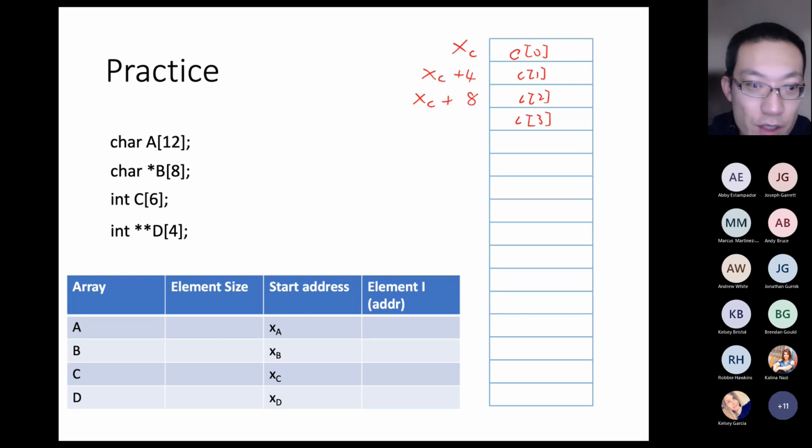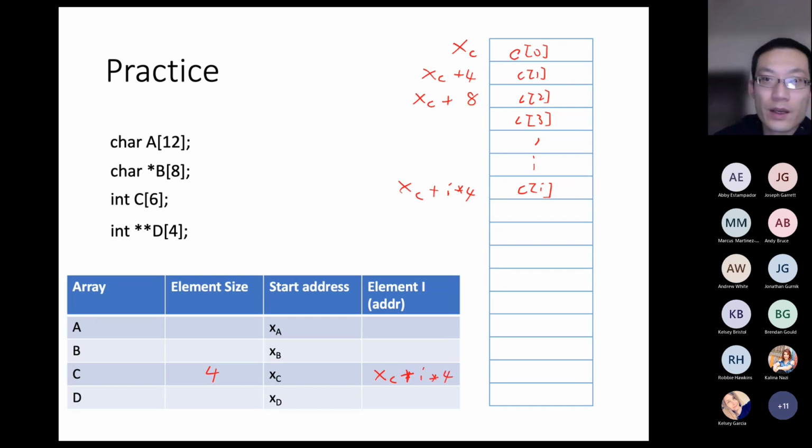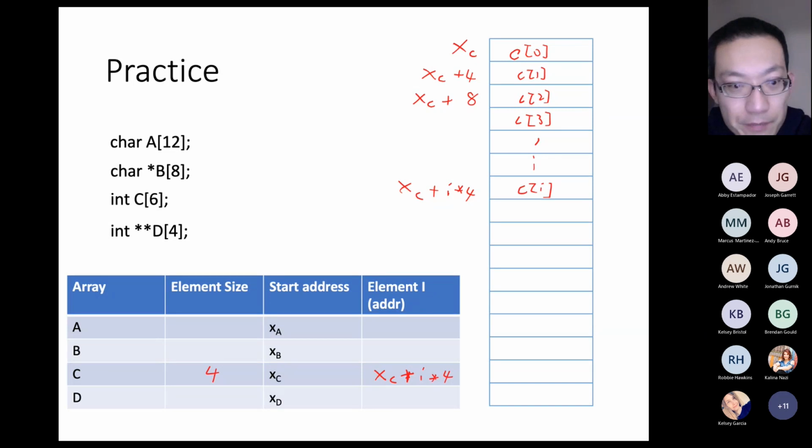So we can make a generalization. If we talk about Ci, its address will be XC plus i times 4. That's how we locate the element Ci.